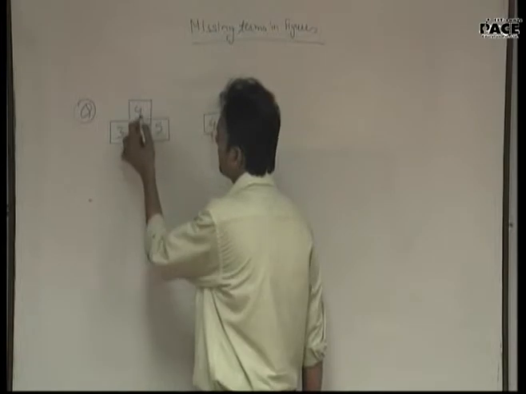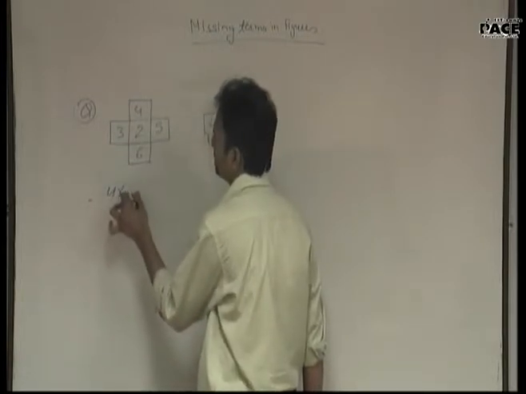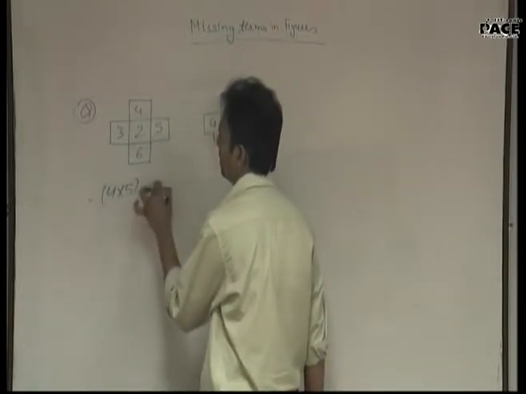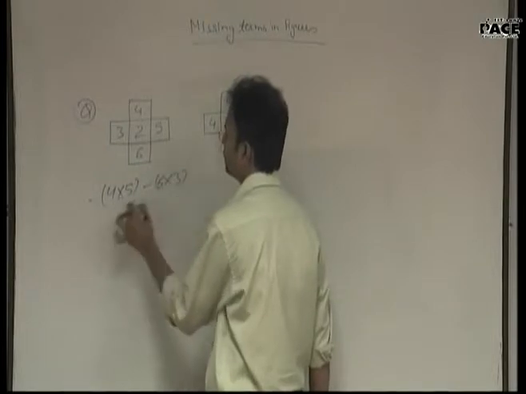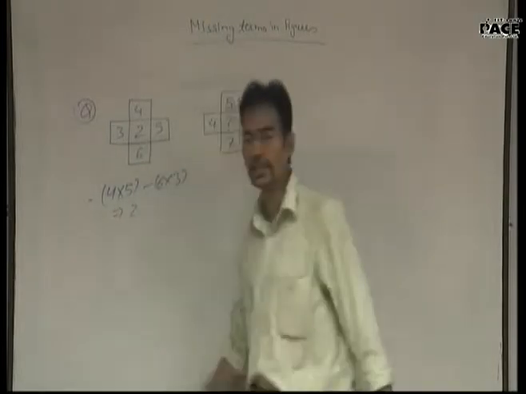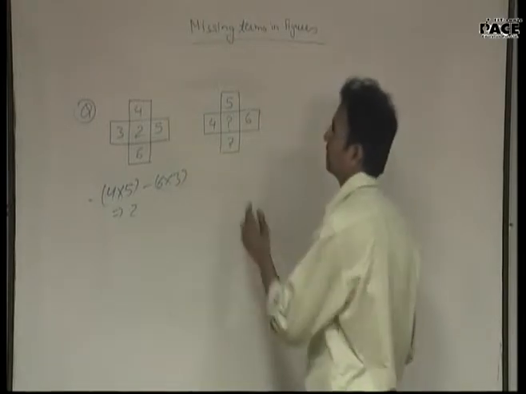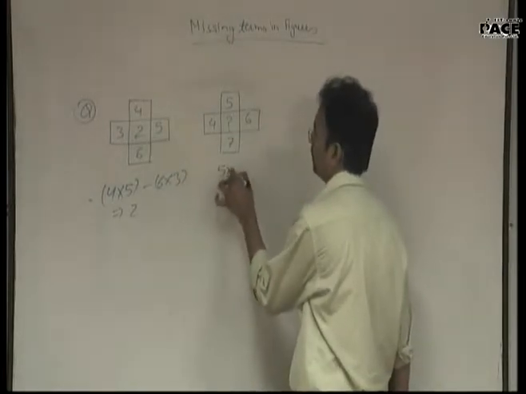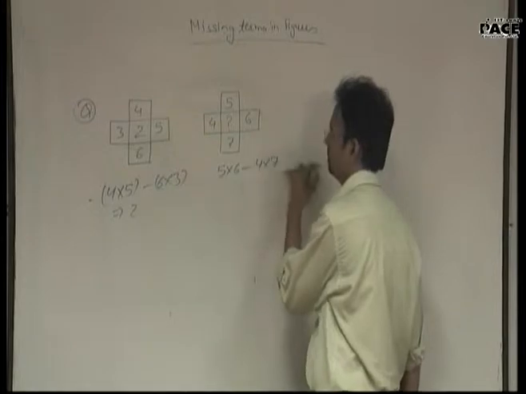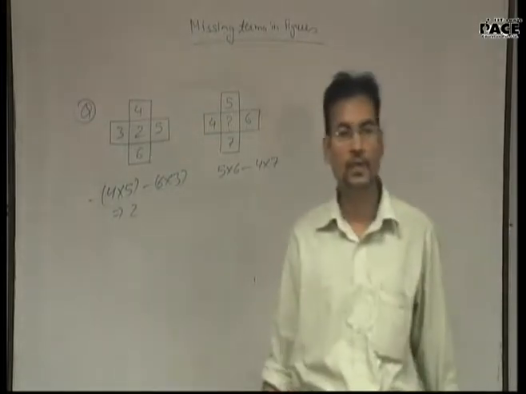Right now, we can solve it like 4 into 5 minus 6 into 3, which gives you 2 straight away. And similarly, if you apply the same logic here, 5 into 6 minus 4 into 7, we get the answer 2.